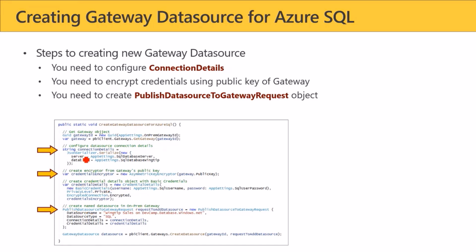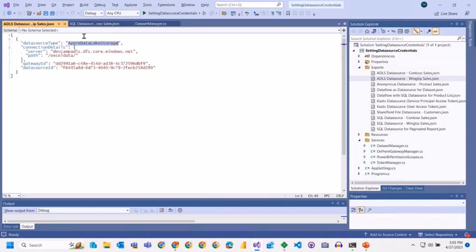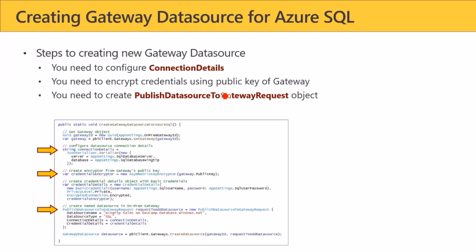And then there is a publish data source to gateway request. And so here, while the credentials we looked at earlier just had credential details, this also has connection details. Plus, you have to specify the data source type. Is it SQL? Is it ADLS? And once again, once you've created things and you go back and look at them, you can figure out what that type is. And then the data source gets a name. And then finally, you're going to call gateways, create data source to create them.